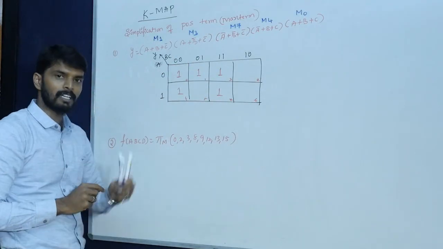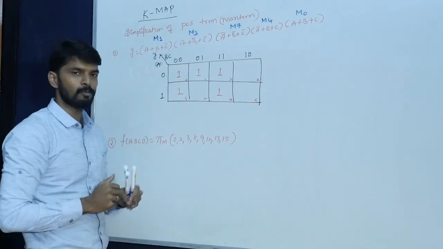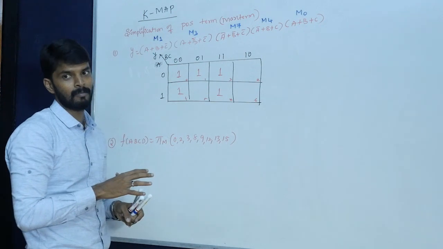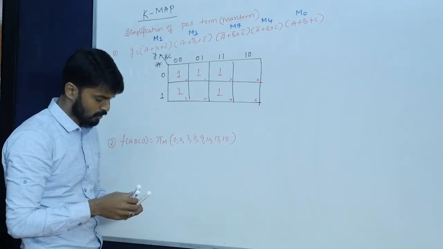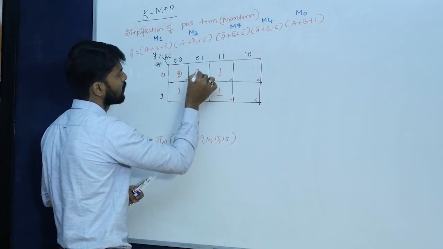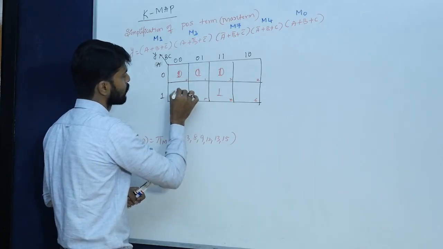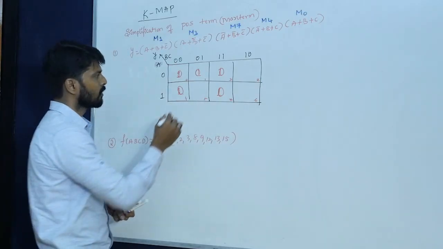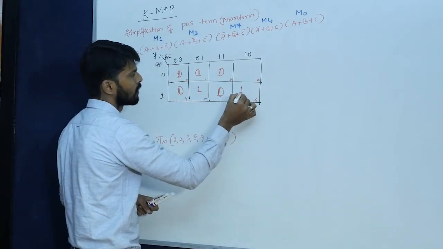See, is this the correct one? Can it be possible to write 1? No, because here we are dealing with the POS term. Whenever we are using the POS term, we need to represent with 0 instead of 1. And the remaining, we need to fill with 1.